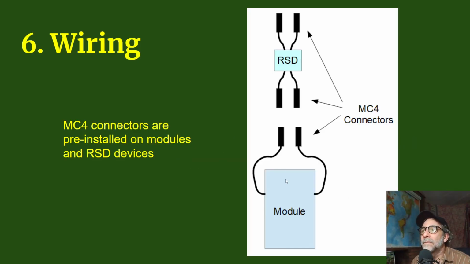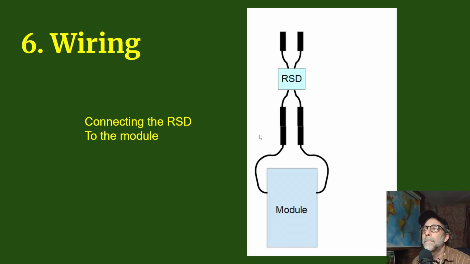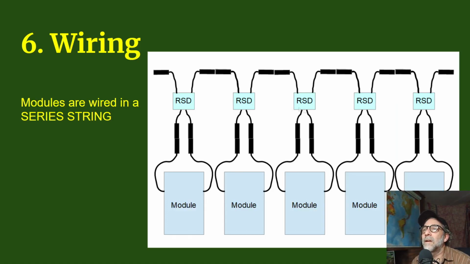Each solar panel has 2 wires coming out of it, basically a plus and a minus. Then there is the RSD device, and that's going to have 4 connectors on it. 2 of them are going to go to the solar panel, and as you'll see, the other 2 are going to go to the rest of the system. The first thing we're going to do is connect the RSD to the solar panel. Then we can connect all the solar panels together by connecting the RSDs together.